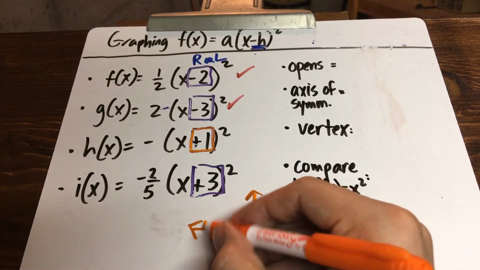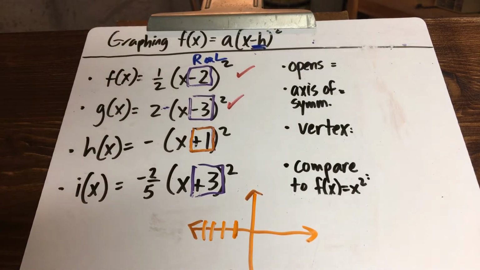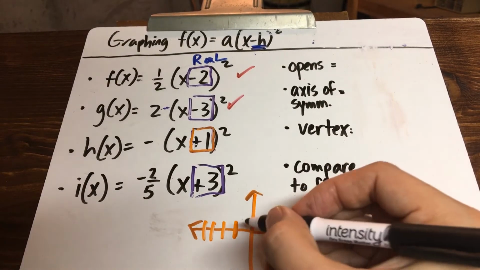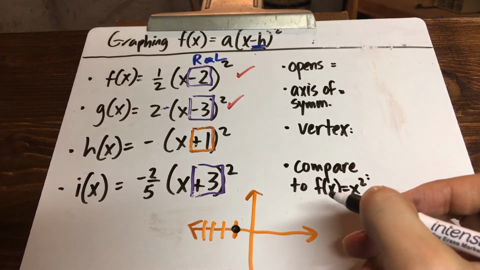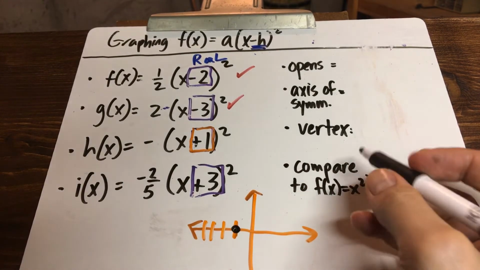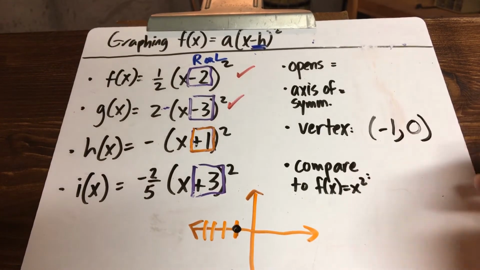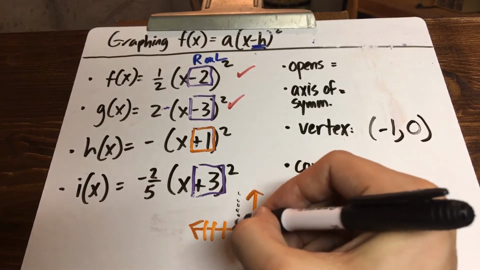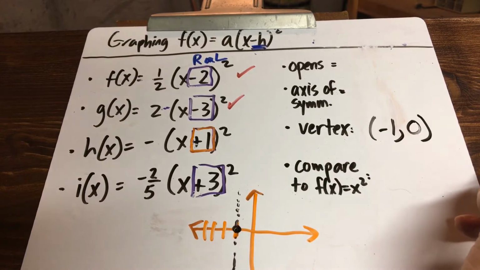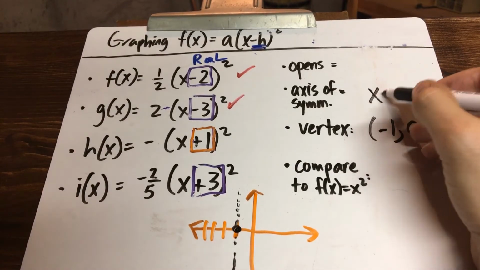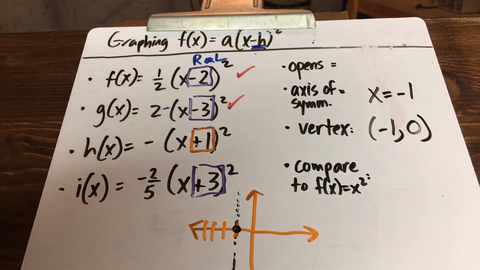Now I'm going to fill in some other spots just for fun. But when it is +1, that's telling you to go to the left. Okay, 1 to the left right there. It's always the opposite of the way that it looks. So my vertex is right here at the point -1, 0. If I draw my little line of symmetry to split it in half, that's going to be at the spot x equals -1. -1 on the x-axis is where I just drew that dotted line.